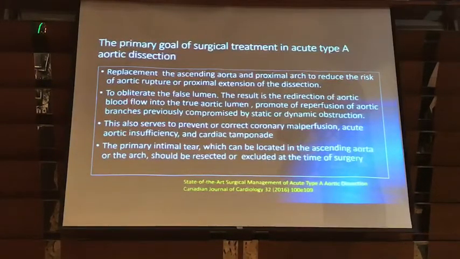the leaks by replacement of the ascending aorta and release of rupture and by replacement of the ascending aorta and MER. The second one, you try to obliterate the false lumen and redirect the flow into the true lumen. And the third one is to prevent the coronary occlusion, malperfusion, or aortic insufficiency by preventing the false lumen expansion in the proximal. The final, you have to try to include the primary tear because the primary tear may induce the false lumen pressurization in the distal.